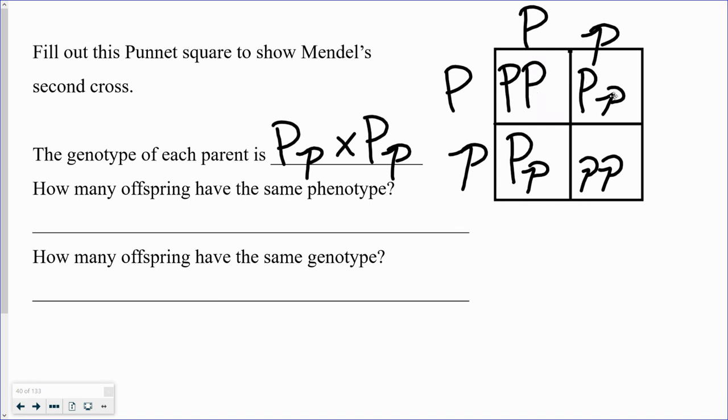Here's a dominant and a recessive. So we have a purple and a white allele. So these offspring are going to come out purple. We have another purple allele, white allele. So these offspring are going to come out purple. And these offspring here have a white allele and a white allele. So they're going to come out white.